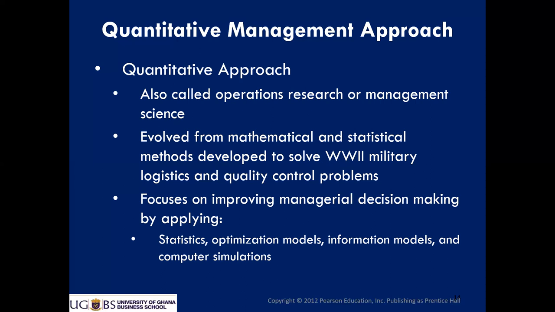So under the quantitative management approach, the point is that if you want to make the best decisions, you need numbers. You need tools and models: optimization models, information models and computer simulations to help make appropriate or better decisions. Because we are talking about a world war, you don't want to take a decision that is not precise. You want decisions to be on point. That is what quantitative management espouses and tries to preach.